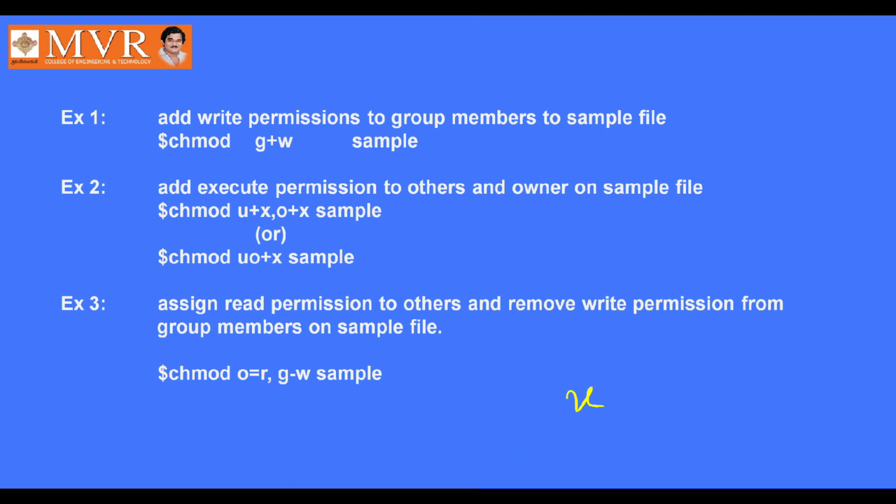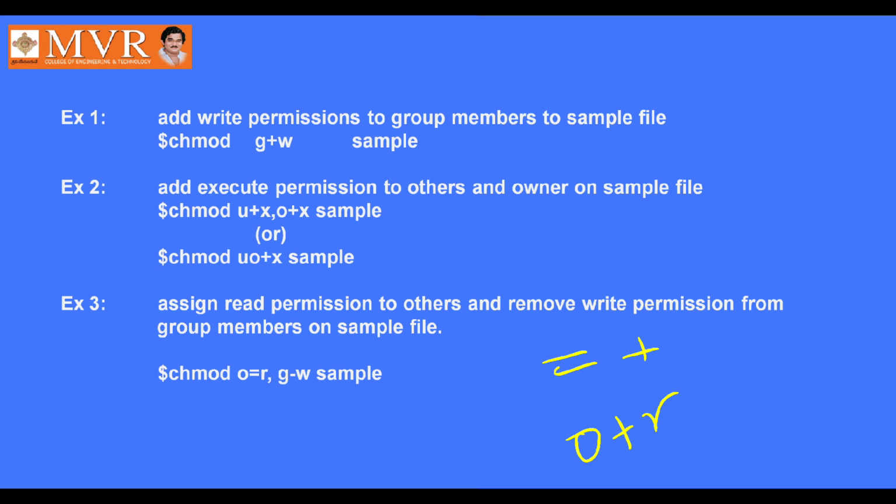chmod. See, so assign read permission. Now see, this is assign, not add. So assign is different from addition. Assign is nothing but equal to, addition is plus. So now what we need to do? Assign read permission to others. So read permission is r. To whom we need to assign? To others, that is o.